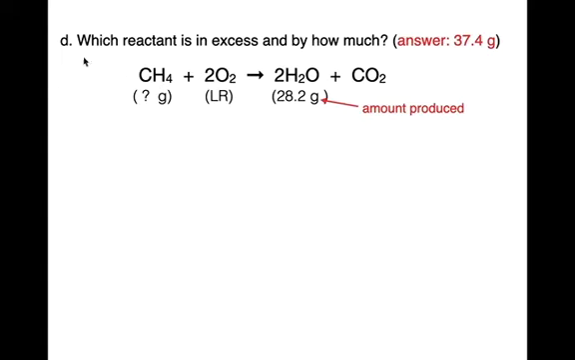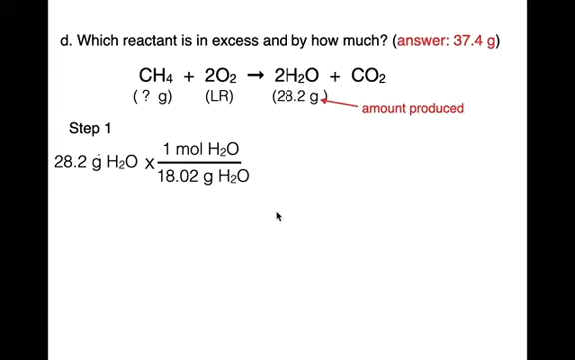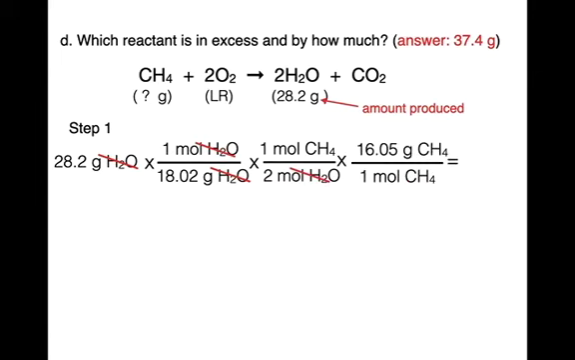So there's two steps in answering this question. Step one, this is our stoichiometric calculation, converting the grams of water to grams of methane. Okay, so the 28.2 grams of water required 12.6 grams of methane. That's how much was used to make the 28.2 grams of water. But that's not the answer to the question. The question is asking us which reactant is in excess and by how much. So how much was left over? Well, that's a simple subtraction problem.